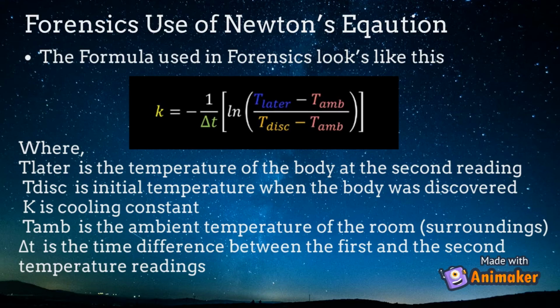Where T later is the temperature of the body at the second reading. T initial is the temperature when the body was discovered. K is the cooling constant. T ambient is the ambient temperature of the room, the surroundings. Delta T is the time difference between the first and the second temperature readings. Solve for T.